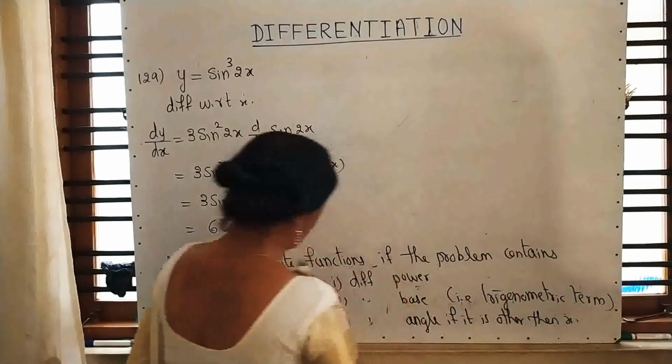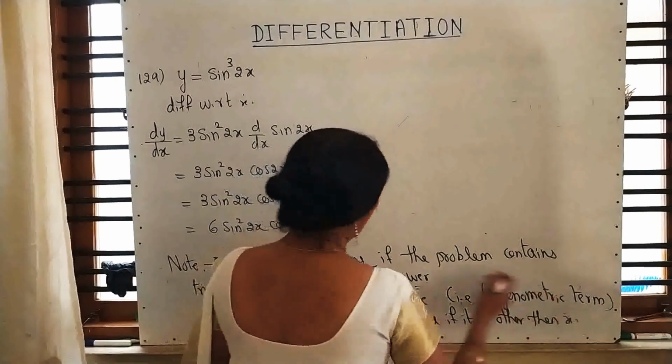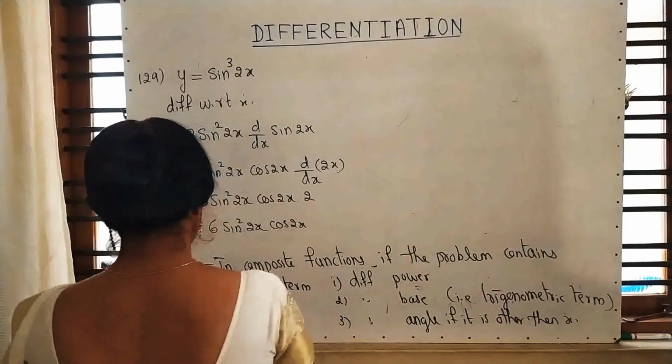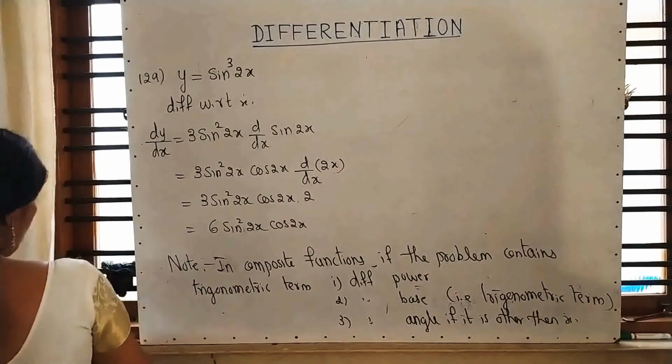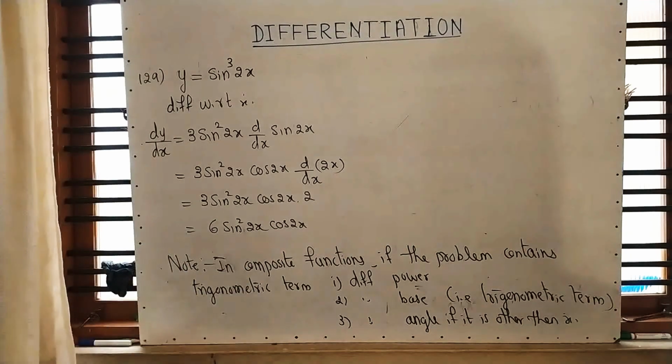Usually we are writing differentiating with respect to x. That's why I am writing like this. Differentiate the angle if it is other than x. So it is a very, very important note. Please note it down. Moving to the next question.